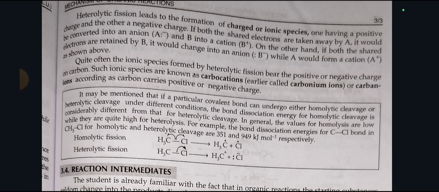Heterolytic fission leads to the formation of charged or ionic species, one having a positive charge and the other a negative charge. If both the shared electrons are taken away by A, it would be converted into an anion A negative and B into a cation B positive. On the other hand, if both the shared electrons are retained by B, it would change into an anion B negative, while A would have formed a cation A positive as shown above.